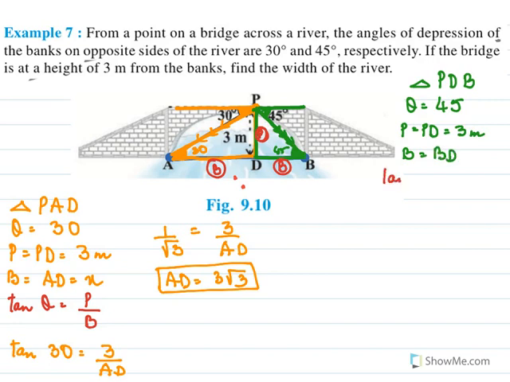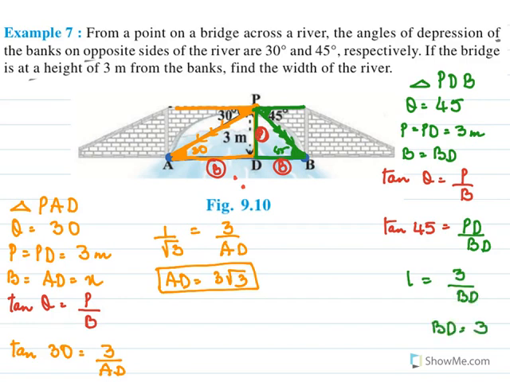Now we do tan theta, perpendicular over base. Here the theta is 45, so tan 45, perpendicular in this case is PD, and the base is BD. Tan 45 is 1, PD is 3, and this is BD. So BD equal to 3, and this is important.